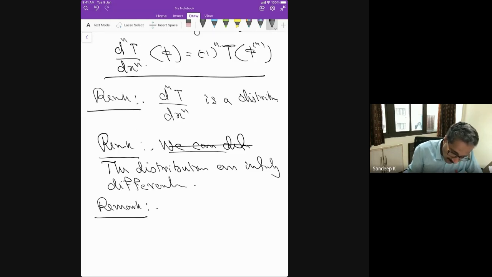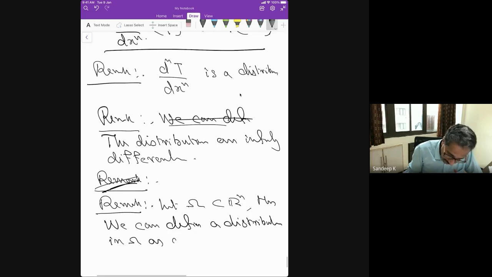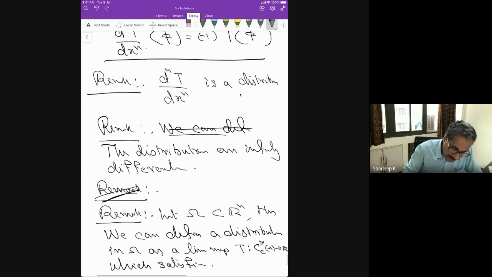Another remark is that we can, so therefore, let omega be a subset of R^n. Then we can define a distribution in omega as a linear map T from C_c^infinity of omega to R, which satisfies an estimate like what we have given before.